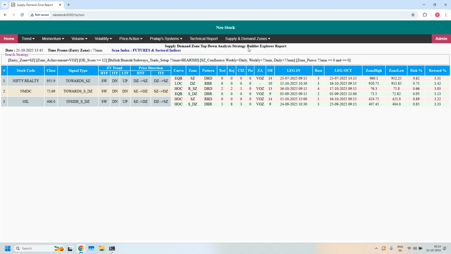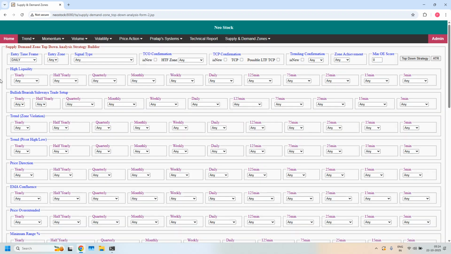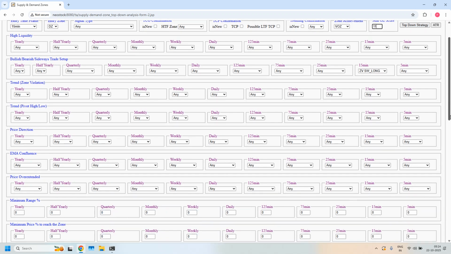Next I will generate daily income trade reports. First, daily income trade sideways long trade setup, entry time frame 15 minutes, entry zone, demand zone, bullish or bearish or sideways at entry time frame 15 minutes. I am selecting sideways long, zone achievement violated, opposing zone, minimum odd enhanced score 11 for sideways, and also 15 minutes demand zone should not be pierced.